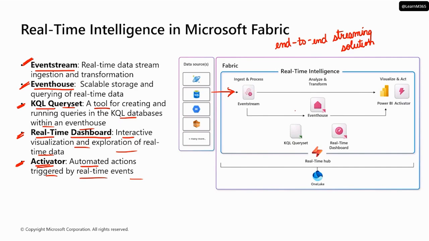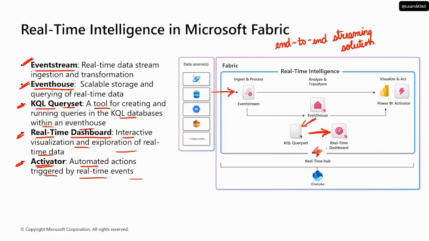Then we have a processing layer, which means the data is flowing from this event stream into this event house, and it can be queried by a KQL query set. The data which you have in the event house, you can query using the KQL query set. After you query it, you can move it further to the real-time dashboard, or you can move that data back to Power BI also.